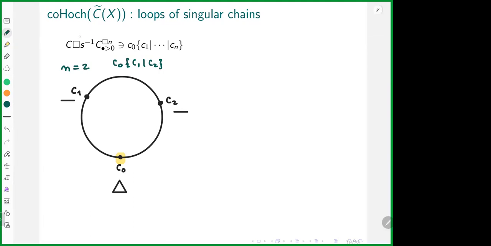But if we unravel what the cotensor product does here between two elements that are chains, what it's saying is that the last vertex of C0 is the first vertex of C1. The last vertex of C1 is the first vertex of C2. The last vertex of C2 is the first vertex of C0, right? So in a sense, they are composable. So really, this picture, we can actually just draw it like this, where this is C0, this is C1, and this is C2.